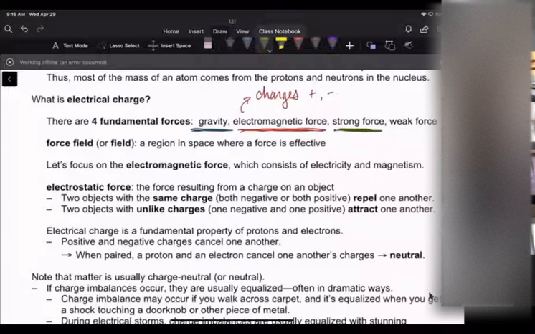All right, and then we have the strong nuclear force, which is very mysterious. I don't really understand it. This holds the protons in the nucleus. Because they're positive, they should repel each other. So how do they stay in there? I don't know. We just call it the strong force and it works.